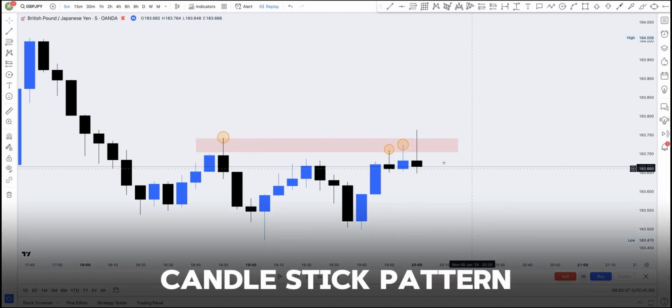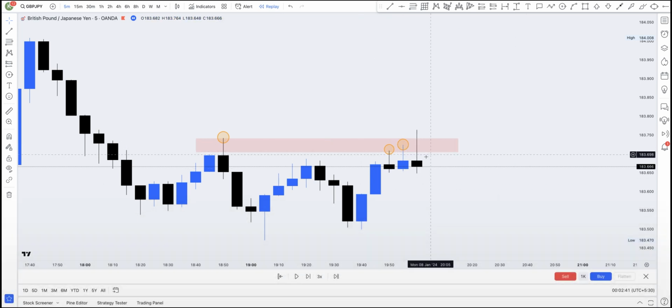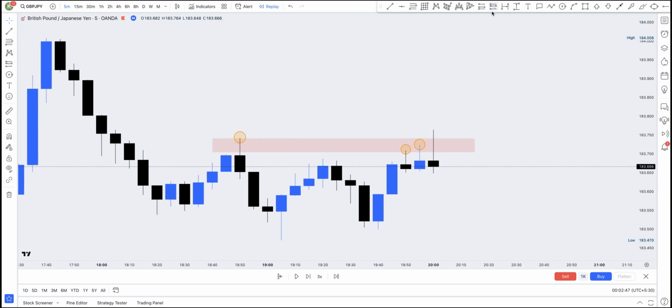So on this side alone, what do I have? I have a candlestick pattern. I also have my resistance zone, and I have it also on a psychological level. So now I have like 3 confluences. This alone is already telling me a lot. So what else will I do?